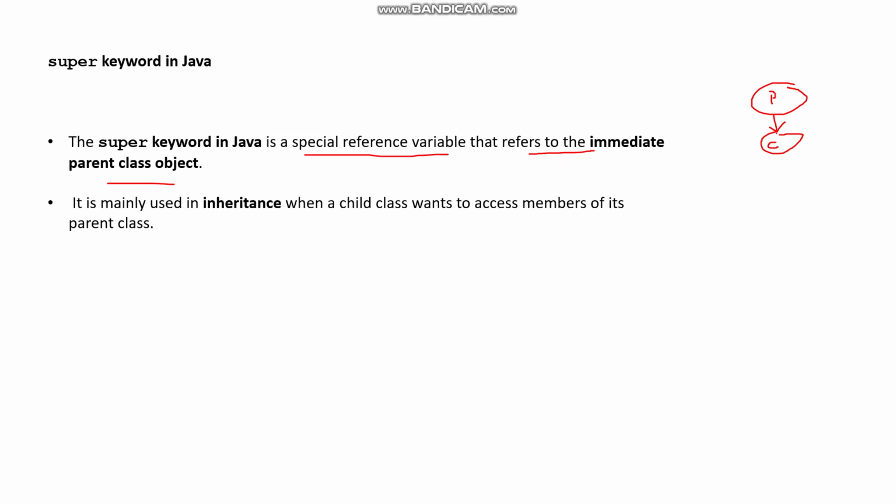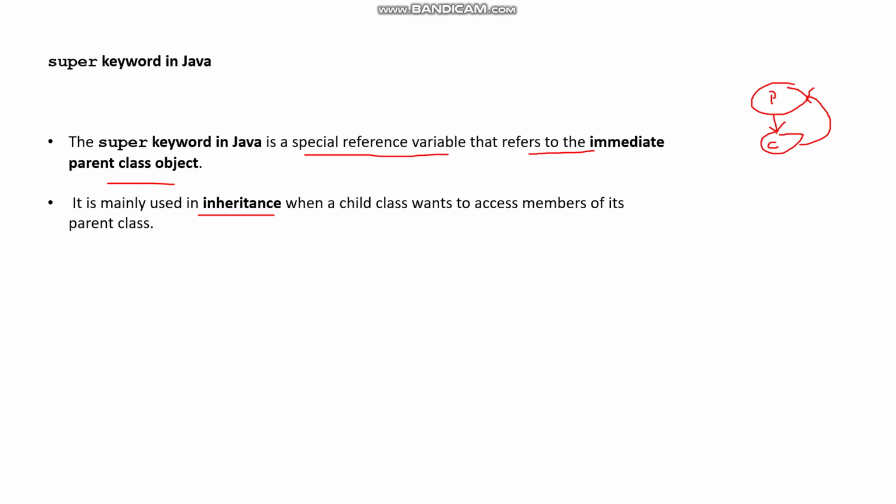Whenever the child class wants to use the data of the parent class, we need a keyword. That keyword is called the super keyword. Especially to refer to the parent class data, we require a keyword. That keyword is called a super keyword. It is mainly used in inheritance when a child class wants to access the members of the parent class.